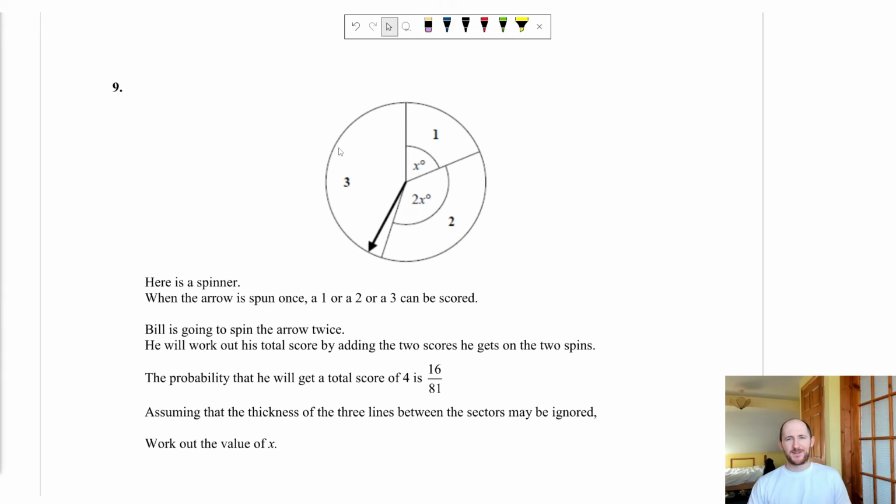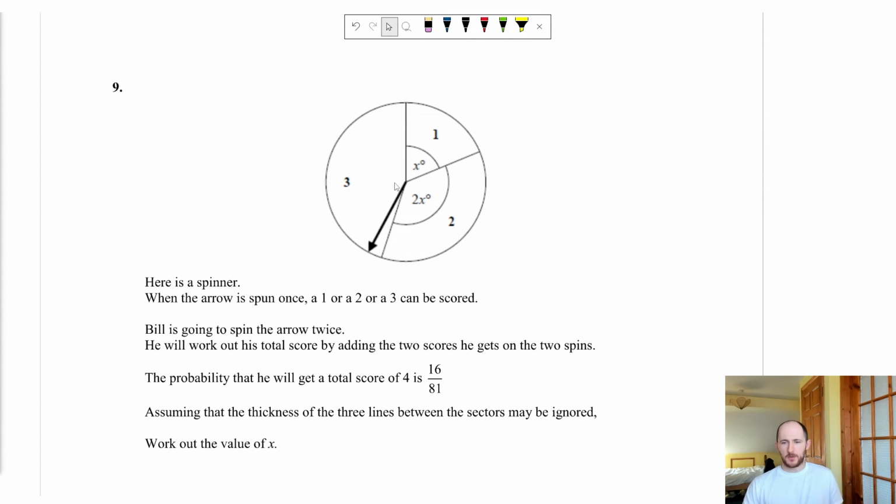It's already looking like a fun question. So we have this circle that's been split up into 3 sections. We have x, we have 2x, and then something else. When the arrow is spun, a 1, 2, or 3 can be scored. And he works out his score by adding the 2 numbers he gets when he spins twice. And it says the probability of getting a total score of 4 is 16 over 81. Work out x.